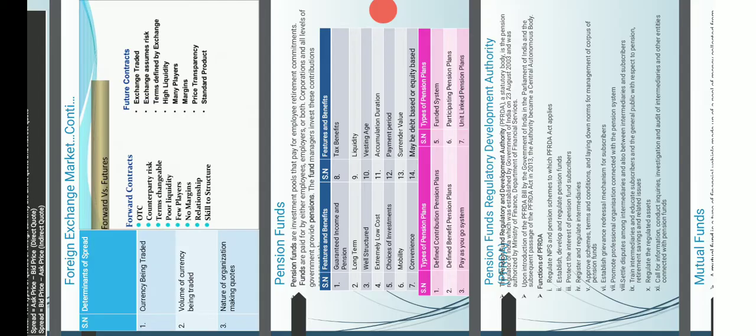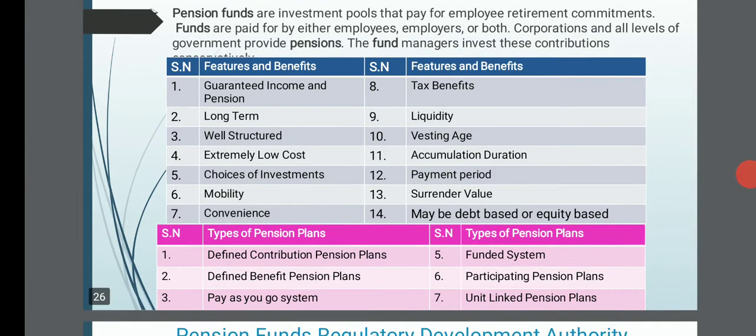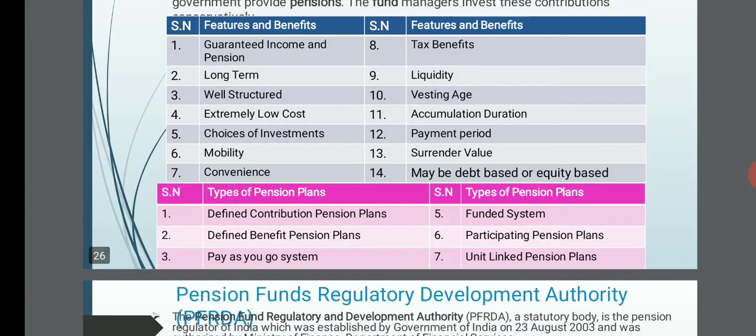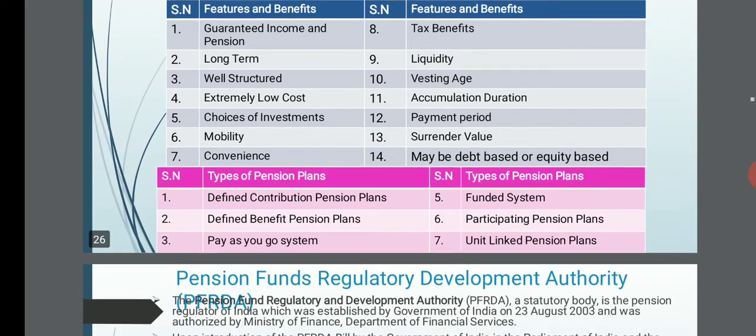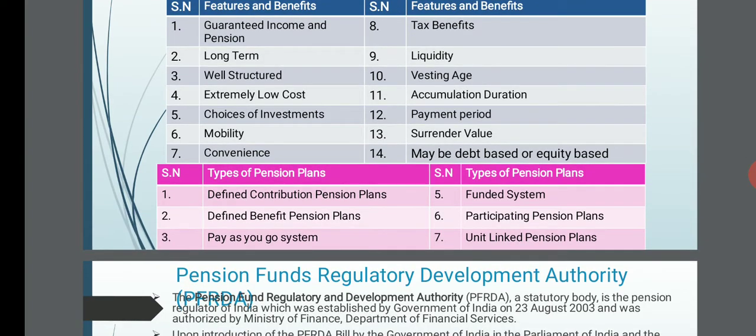So definitely the equity market is riskier than the debt market, because the debt market consists of fixed income securities, and equity markets are variable income securities based on market fluctuations. What are the types of pension funds? There are 7 types. Defined contribution pension funds, where your contributions are defined; defined benefit pension funds, where your benefits are defined.